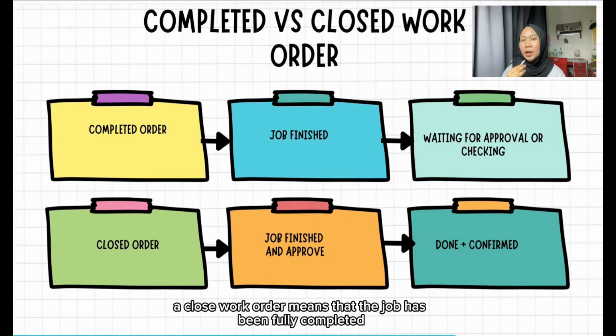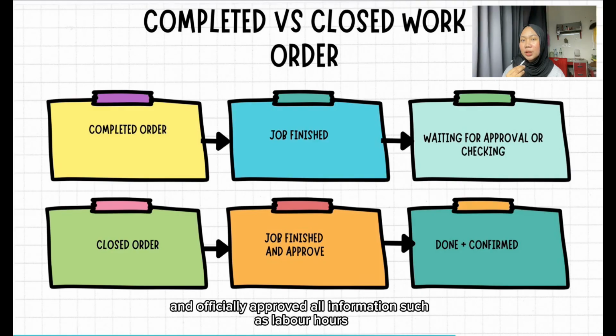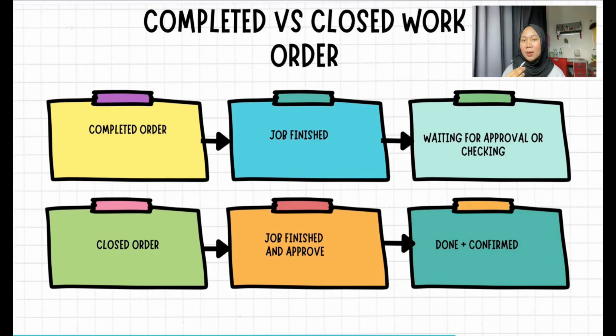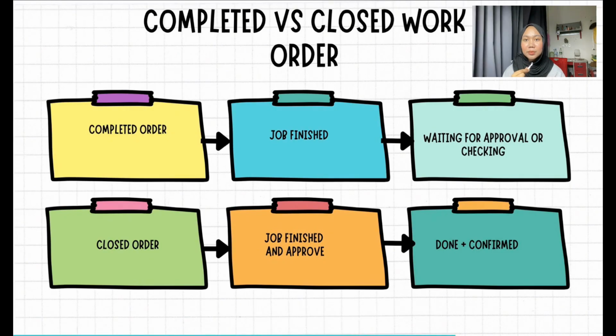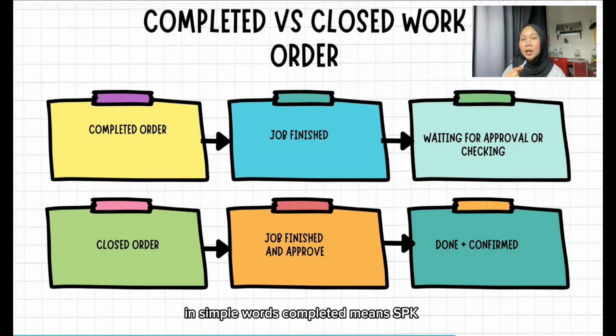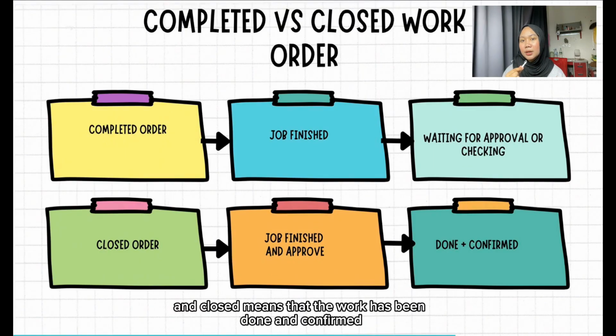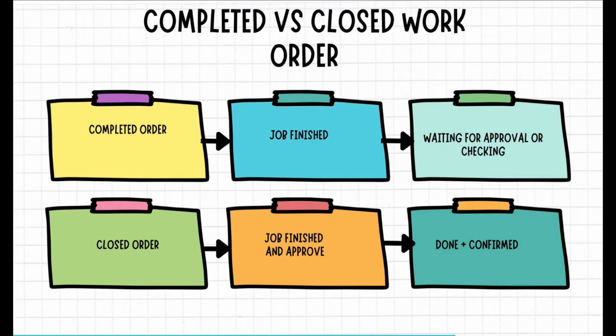A closed work order means that the job has been fully completed and officially approved. All information such as labor hours, materials, and remarks are final, and no more changes can be made. In simple words, completed means the work has been done, and closed means that the work has been done and confirmed.